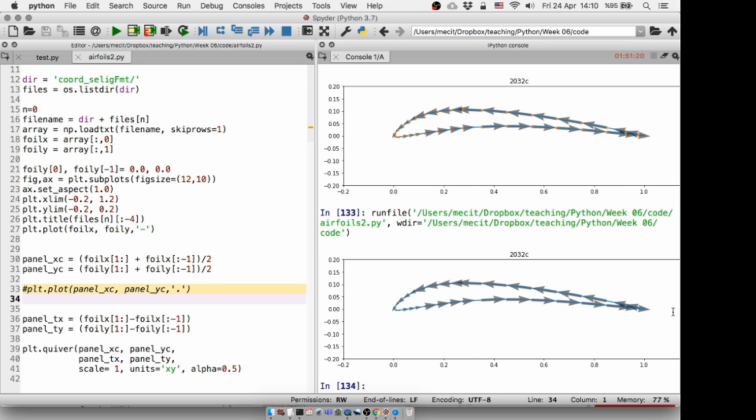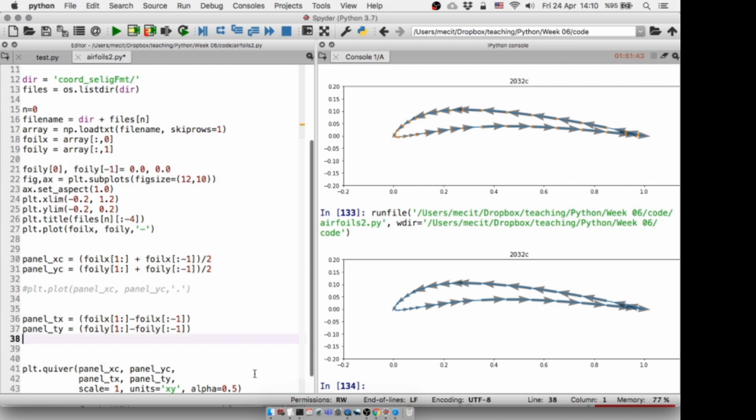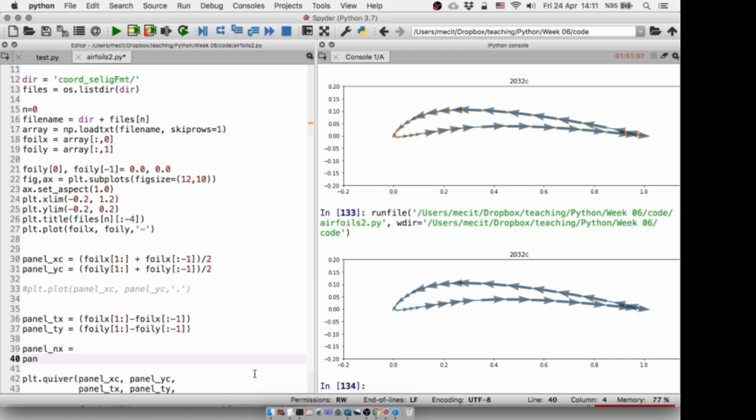Okay, so these are the slopes of my airfoil panels. But my original question was not the tangents, but the normals. So I am looking for a vector that is normal, that is perpendicular to each of these vectors. And I know the components of my vectors are this one. So how do I get the vector that is perpendicular to this vector? So that is panel normal x and panel normal y components.